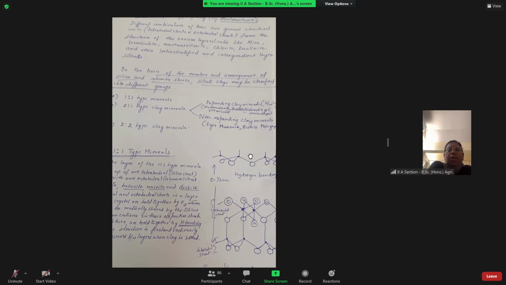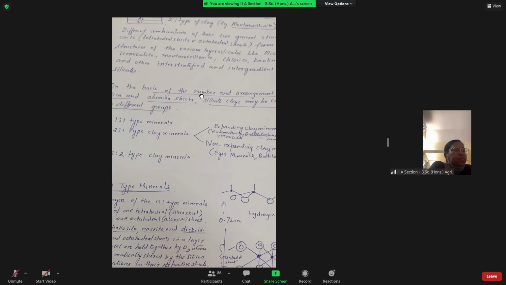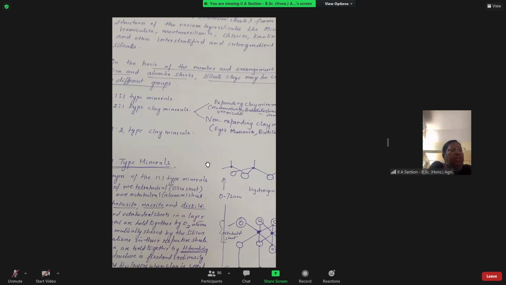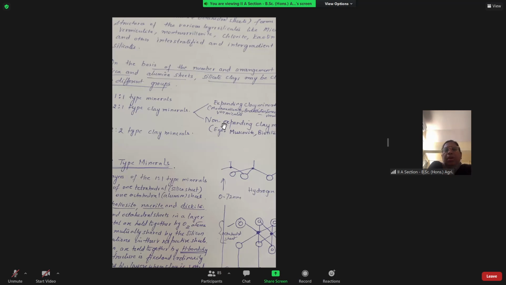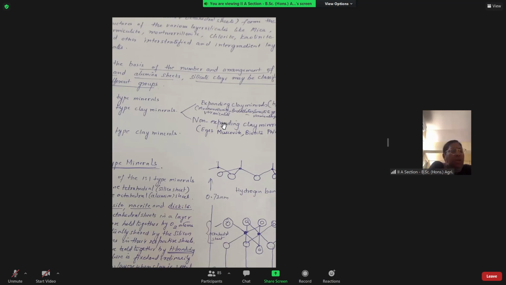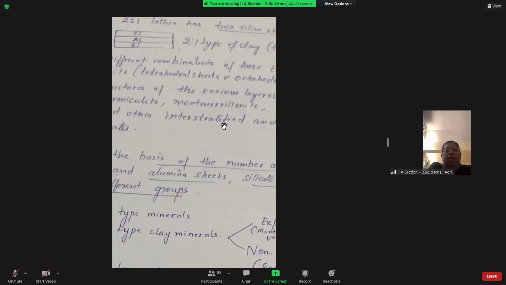One tetrahedral sheet, one silica sheet per one aluminum sheet, is referred to as a 1:1 type of lattice. So the clay is said to have one layer of silica, one layer of aluminum. Then it is referred to as 1:1 type of clay. Example, kaolinite clay. See, I've shown the diagram there. 1:1, one silica layer with one aluminum layer.